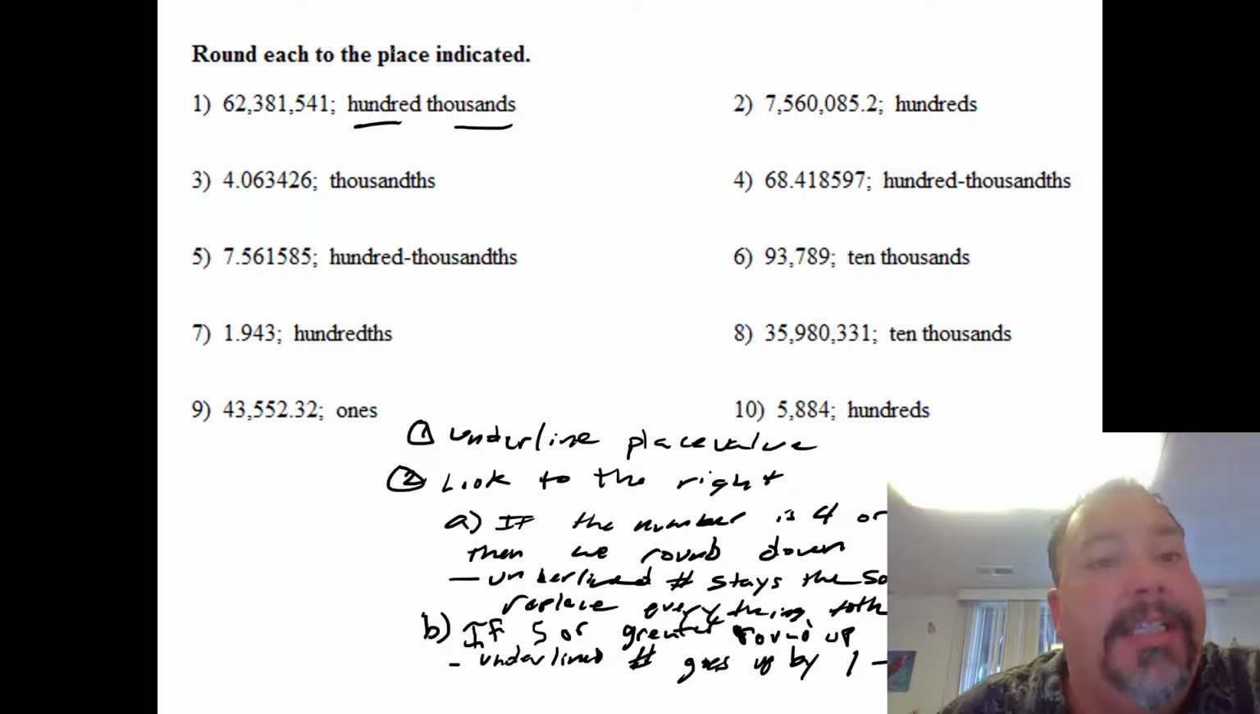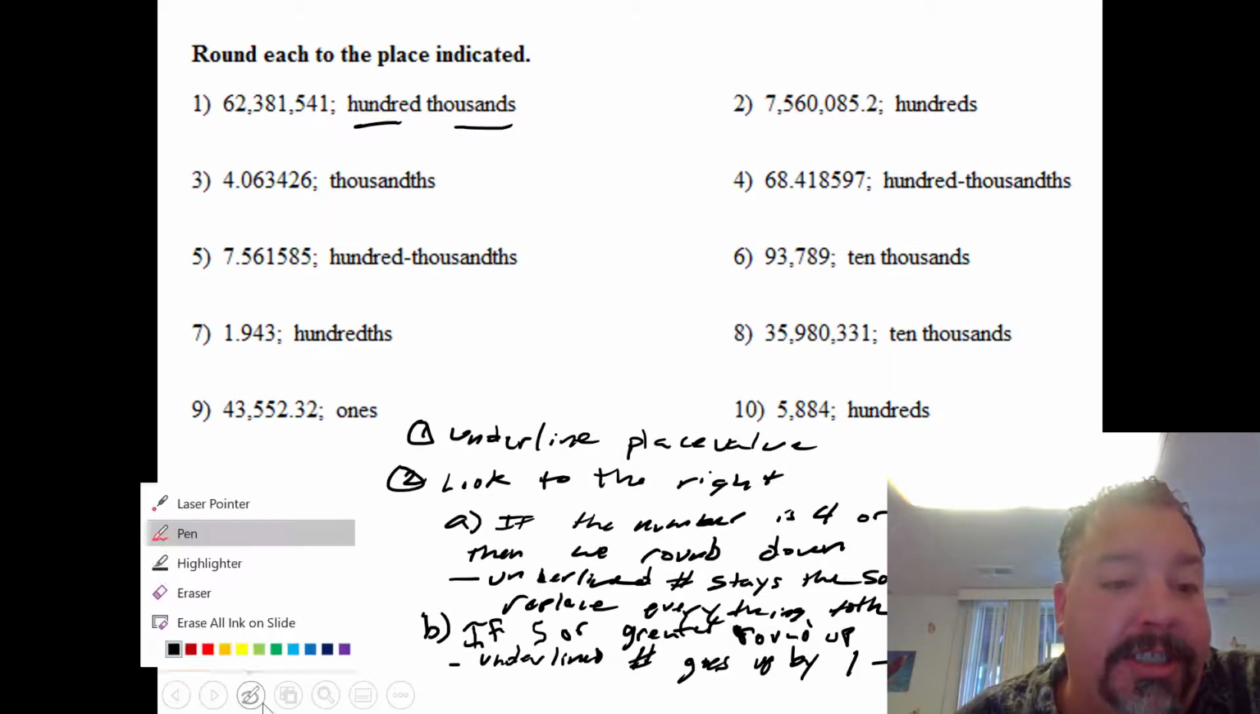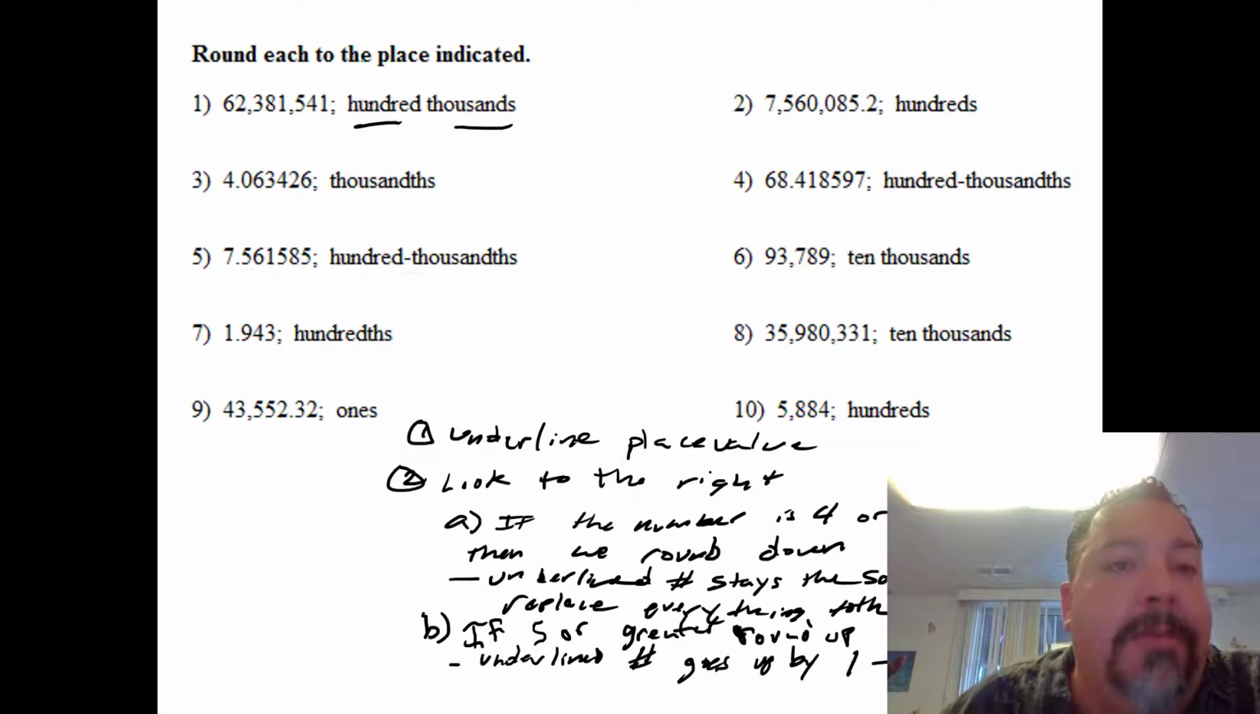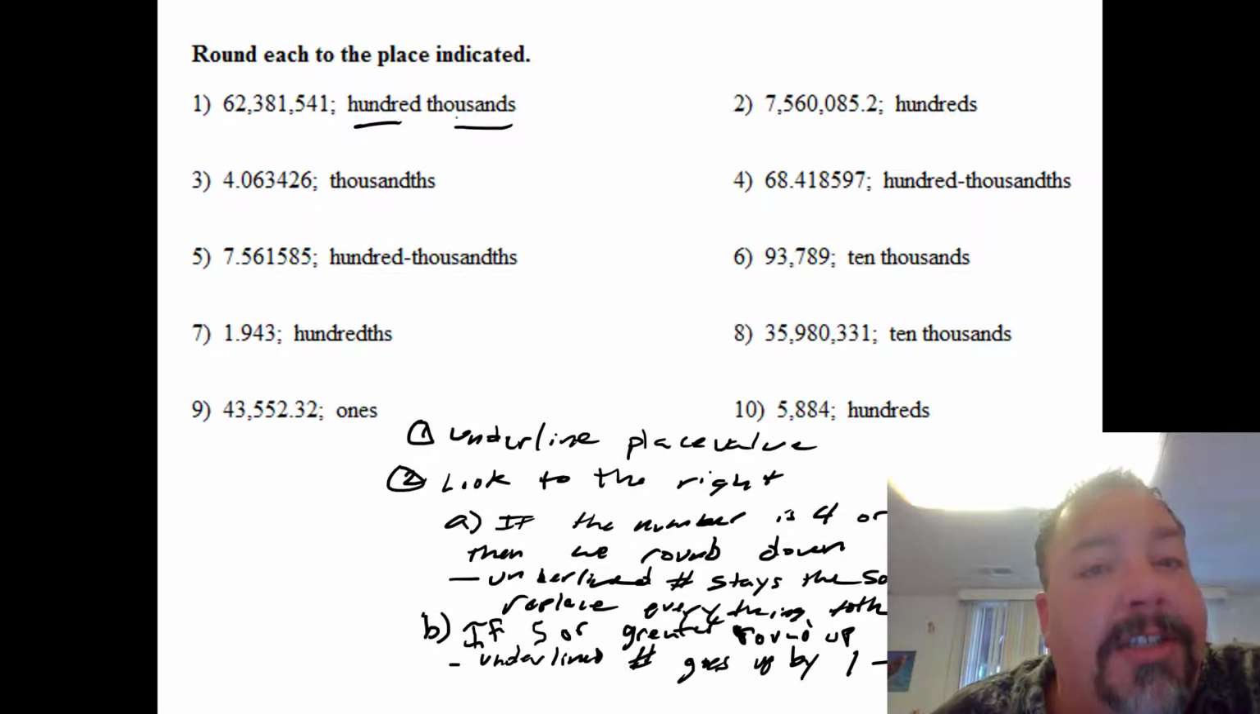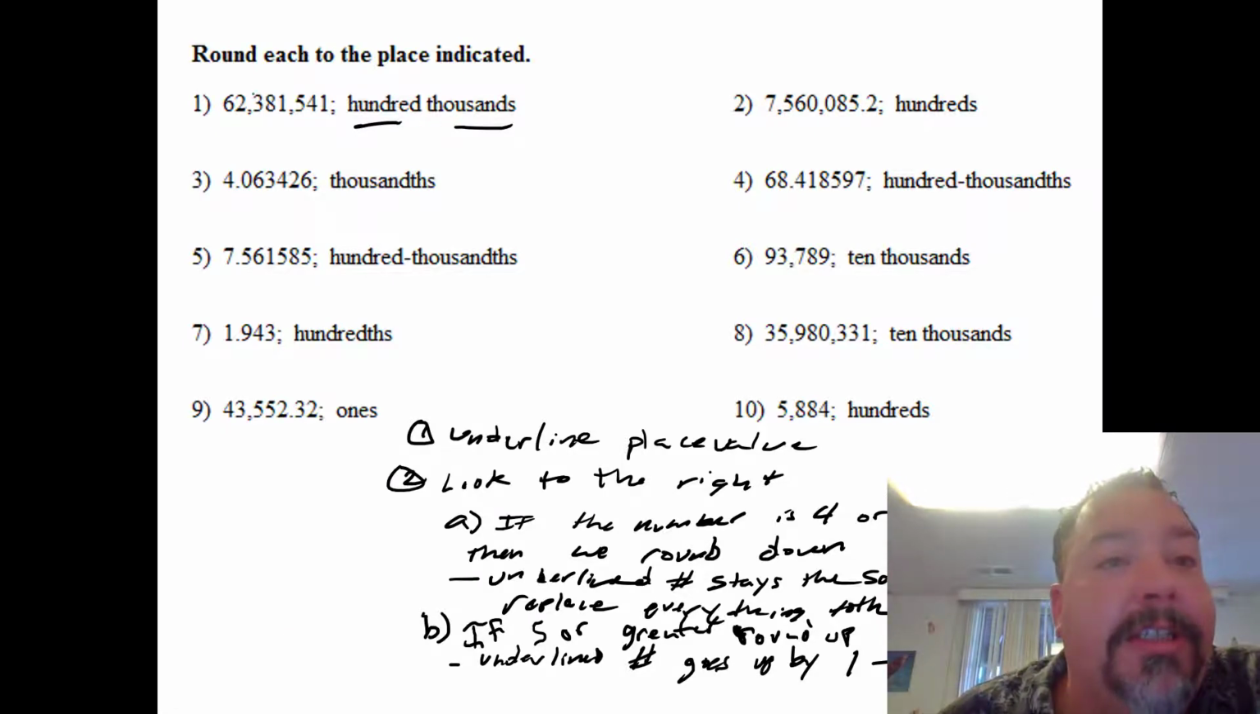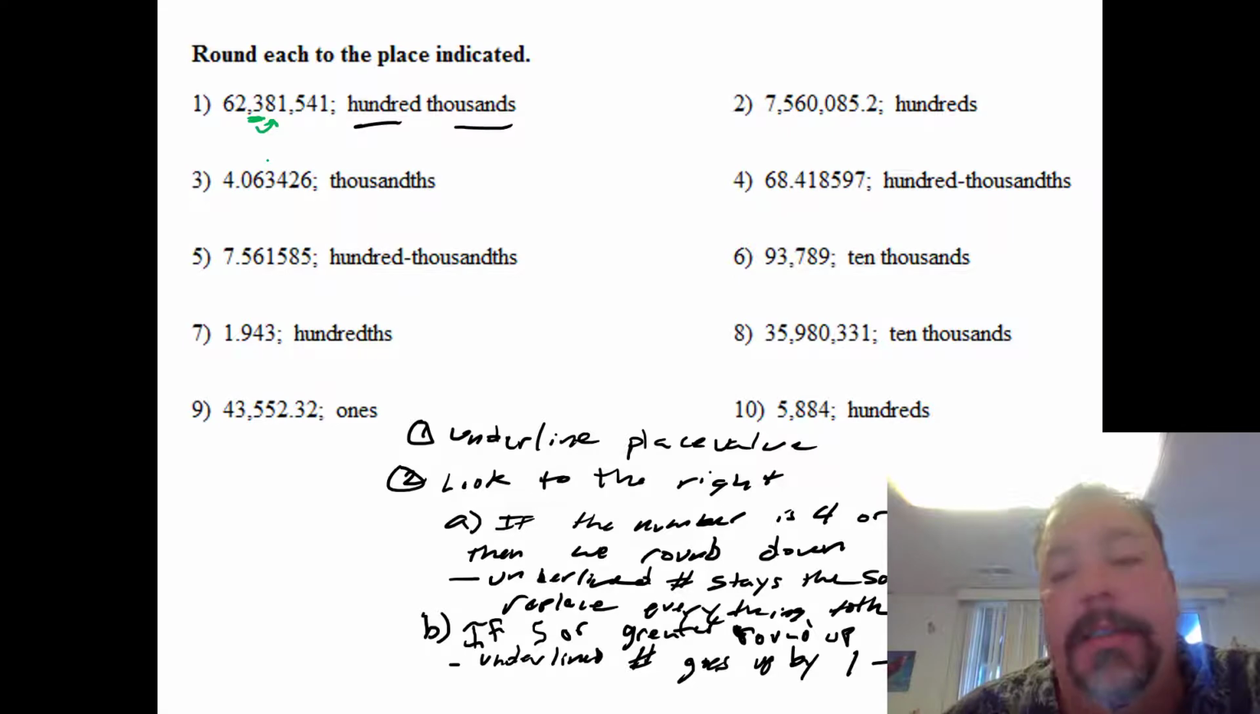All right, so let's see how that would work here. So let me change colors here. Imagine we're doing number 1 here. It says to round to the nearest 100,000th place. So the first thing we're going to do is find the 100,000th place. The 3 here is in the 100,000th place. That's the number we're rounding to. And then we look to the neighbor to the right. It's an 8. Okay, 8 is big.